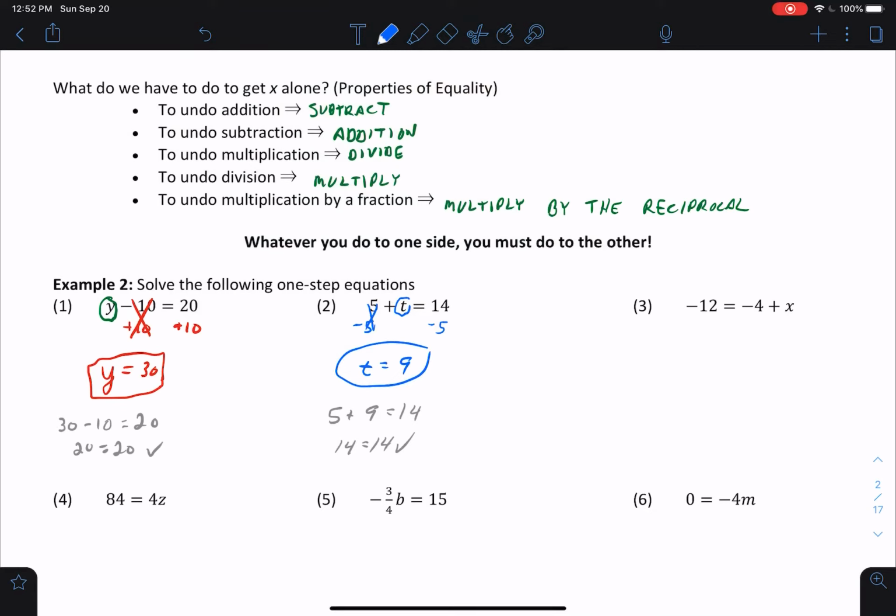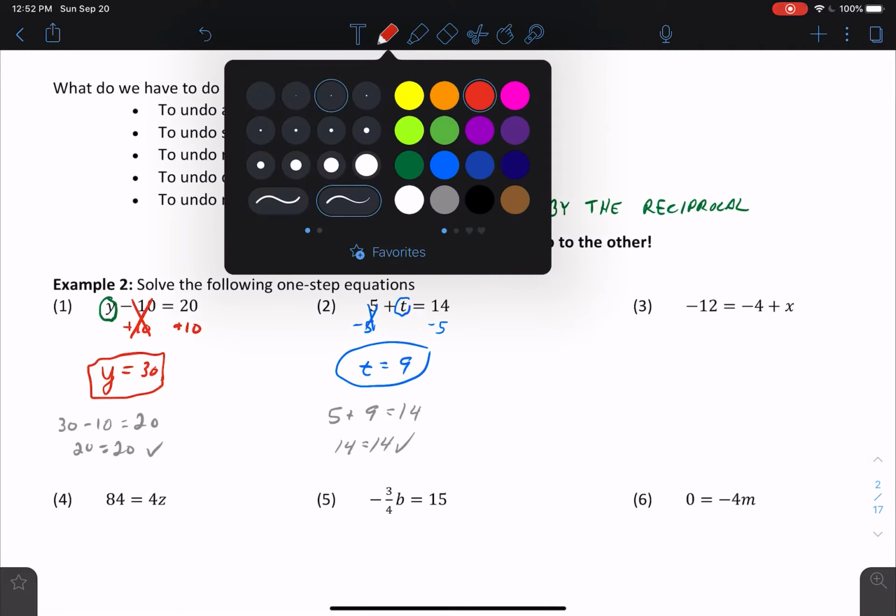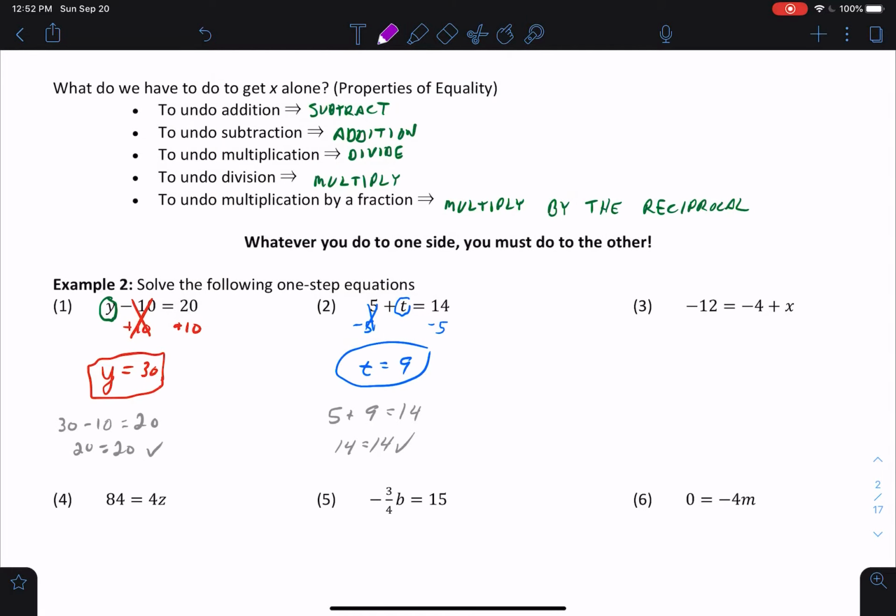All right. What about number 3? We got negative 12 equals negative 4 plus x. Well, we could rearrange this to look like that. Okay, negative 12 equals x minus 4. Either way, we have to get rid of this negative 4. We have to move that negative 4 over to the other side. How am I going to do that? I'm going to add 4 to both sides. On the left-hand side, I got negative 12 plus 4, which is going to give me negative 8, equals, and on the right-hand side, I have x.